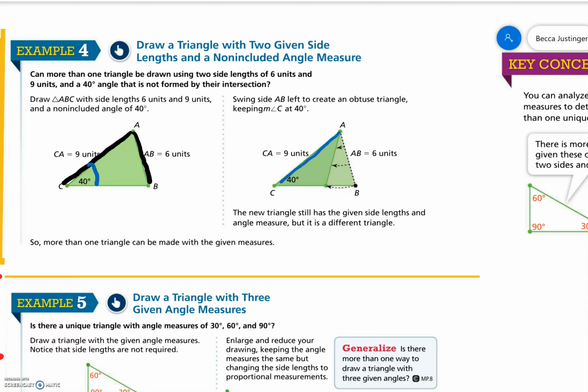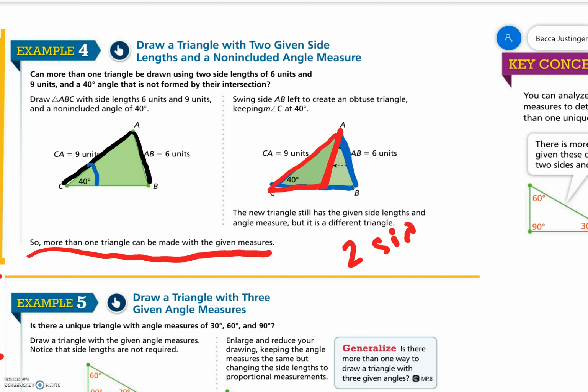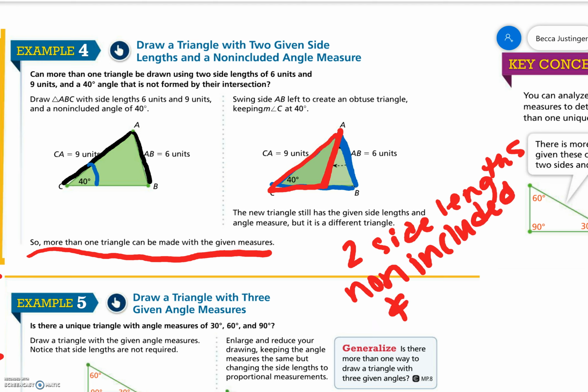So you can make a triangle like this, where the 6 units is AB, or you can make another triangle where AB, this is 6 here. So that still works. So more than one triangle can be made with the given measure. So in the opposite way, if we have 2 side lengths and a non-included angle, so an angle that's not between them, that gives you more than one triangle.